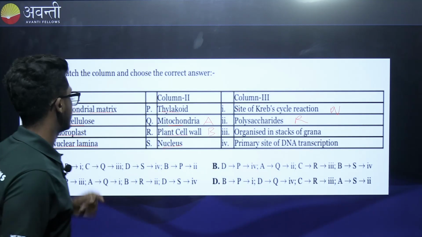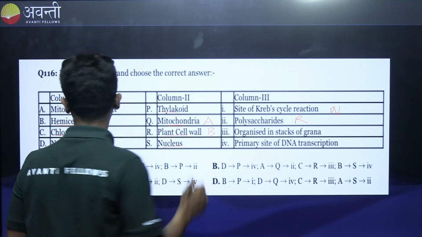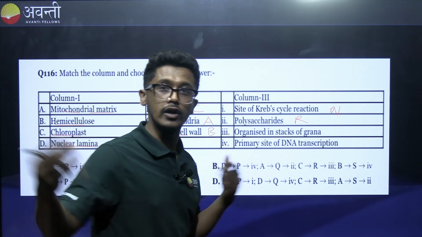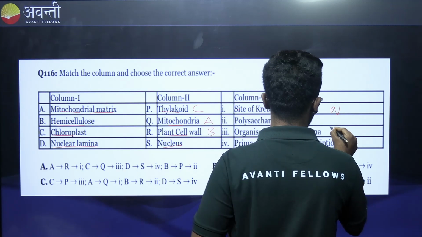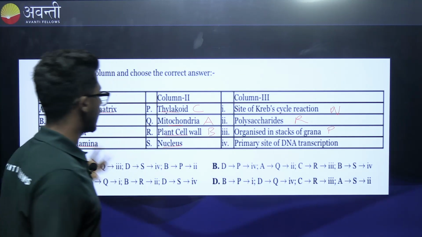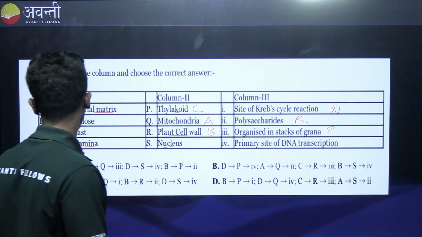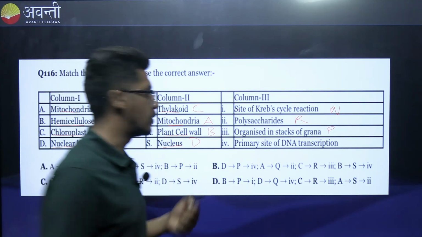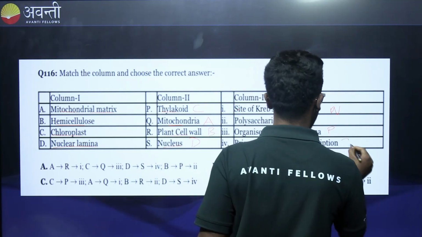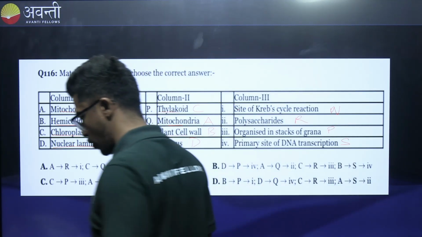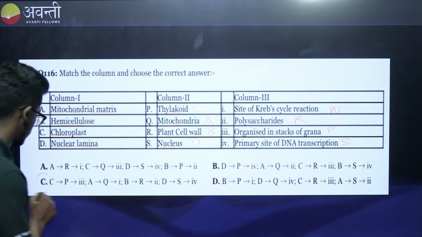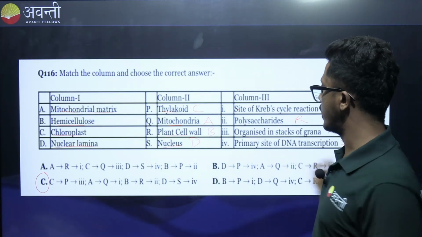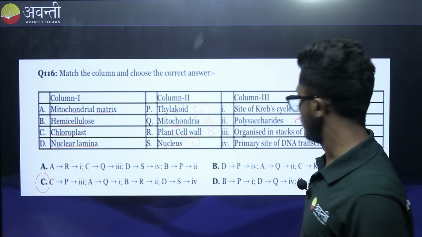Next one, we have chloroplast, and the chloroplast contains what? It contains thylakoids, so I'll represent it as C. And thylakoids are the organized stacks of grana, so I'll put it as P. Next we have nuclear lamella. Nuclear lamella contains the nucleus, so I'll put it as D. What is the nucleus? The nucleus is the primary site for DNA transcription, so I'll write it as S. So what is our right option? The right option for question number 116 is option C. It's a very simple question, but you have to look at the question very carefully. Got it? So let's go for the next question, guys.